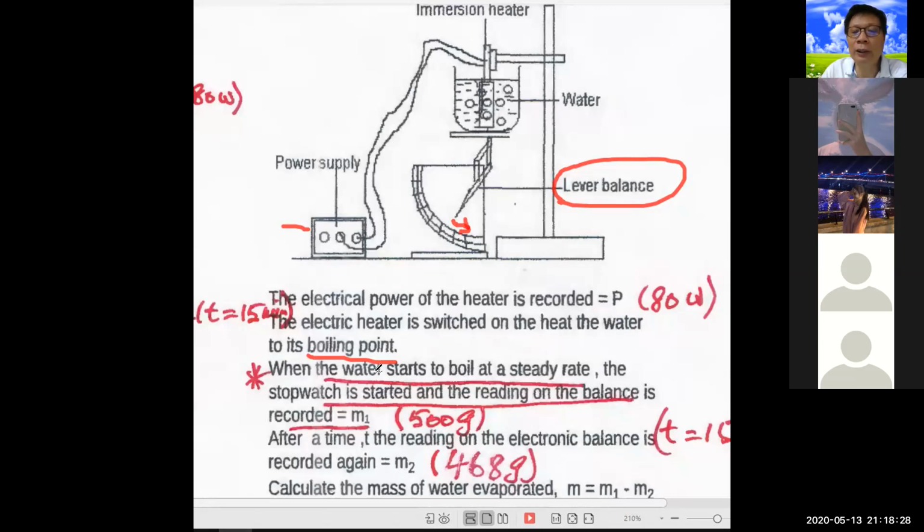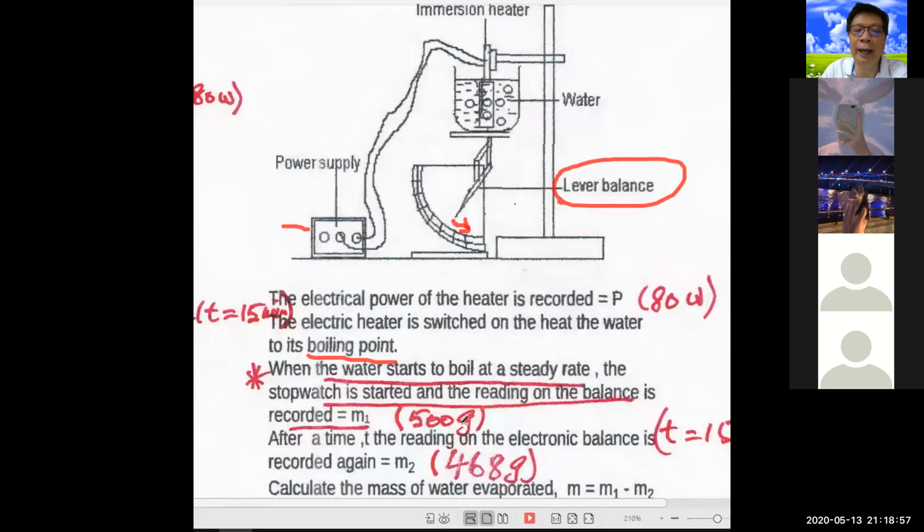When the water starts to boil, it is very important to highlight: when the water starts to boil at a steady rate, then the stopwatch is started. Only then you start taking time. Start the stopwatch, and the reading on the balance is recorded. At that time, you see the mass of the water, let's say 500 grams.